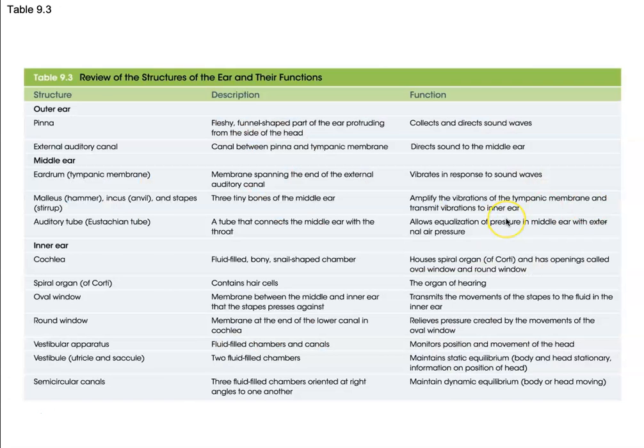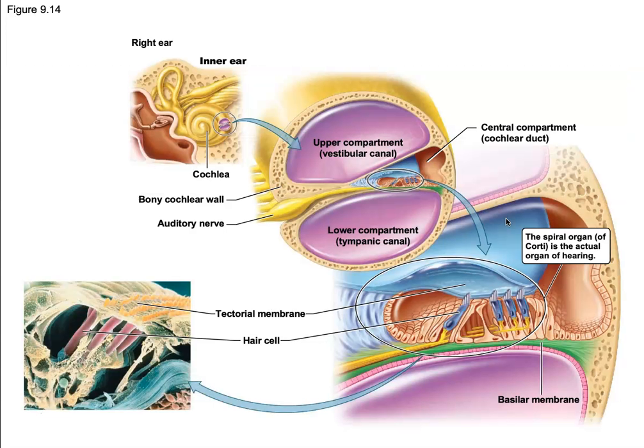To help you with that, we also have table 9.3 that's going to review the structures of the ear and their function. So this is going to do a really good job of helping to summarize that and put everything into words. So what I have here is the cochlea that's going to house the spiral organ of Corti. The cochlea is going to be Latin for snail. So this is the region right in here. This is going to be responsible for hearing.